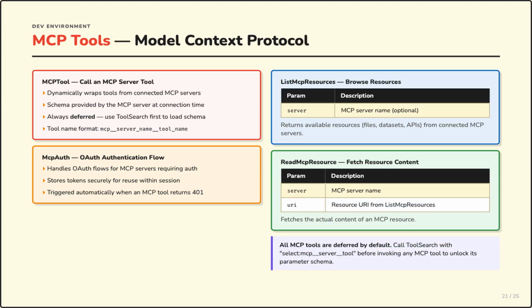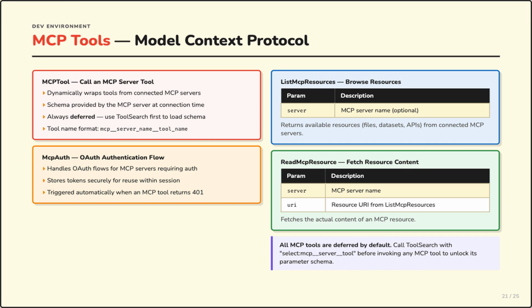MCP tools are a category of dynamically loaded tools provided by external Model Context Protocol servers. MCP tool wraps any tool from a connected MCP server. Their schemas come from the server itself and follow the standard deferred loading pattern, meaning you must call tool search before invoking them. Tool names use the format MCP, double underscore, server name, double underscore, tool name.